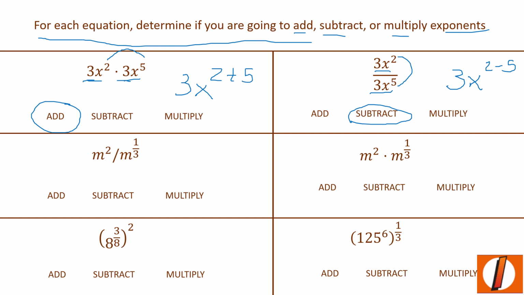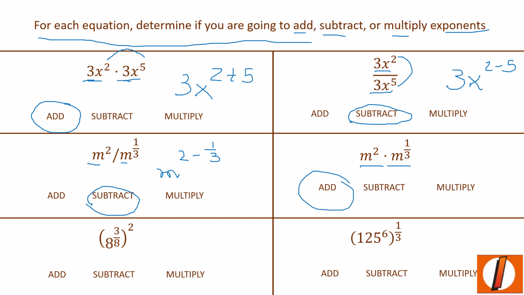All right, what about same base, m? We're dividing, so we're going to subtract. So this would be m to the 2 minus 1/3. I'm not going to follow through and simplify that. I'm just going to show you what direction we're going in. Multiplying, same base, you add.